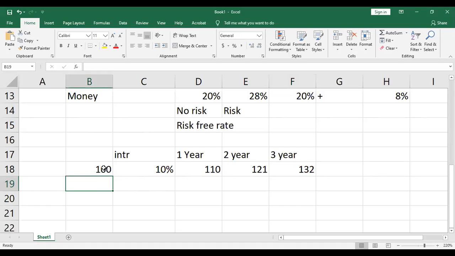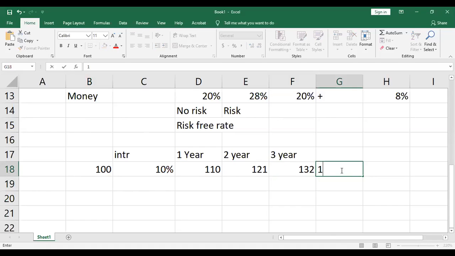So this is compounding. It's 100, so the formula is 1 plus R to the power of the number of years. 1 is the normal 1, and R is the rate of interest, which is 10%. For year 1, it is 1 plus the rate of interest 0.1. 0.1 means 10%.